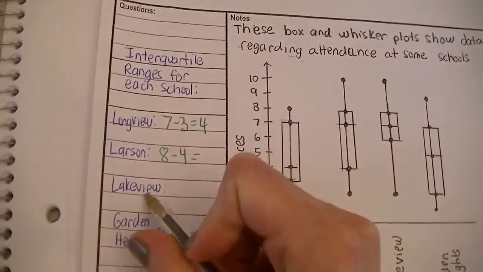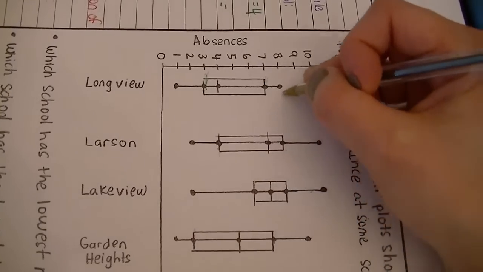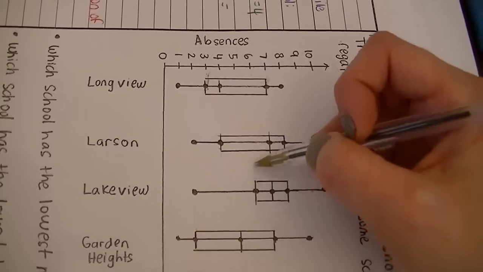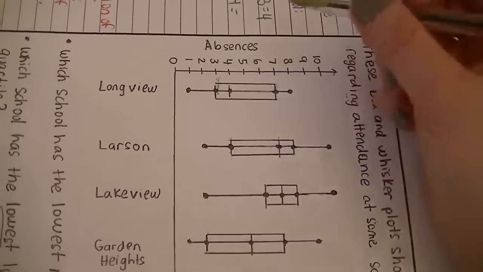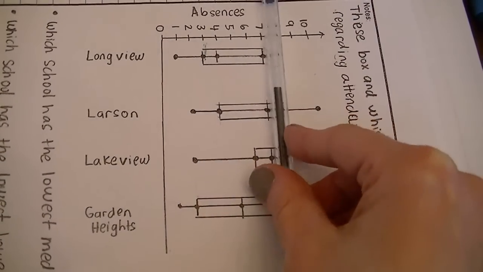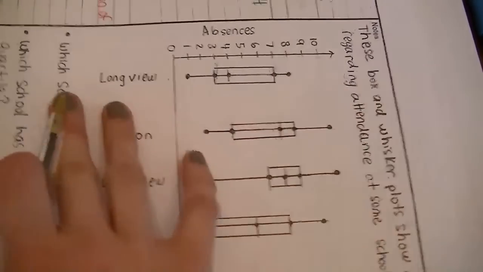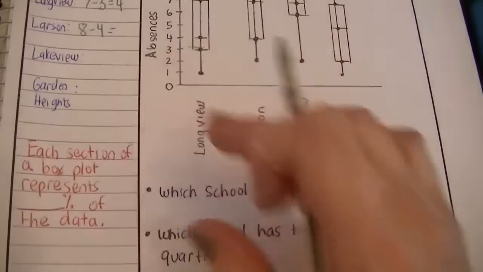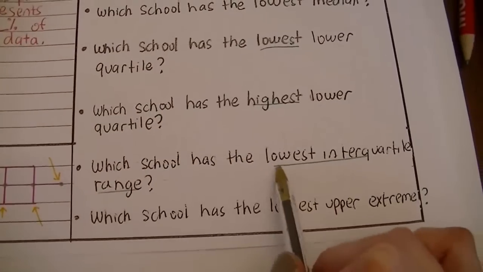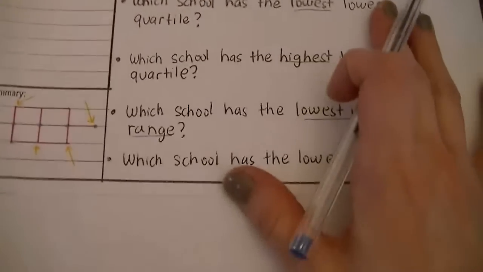Now do the same thing for Lakeview and Garden Heights. For Lakeview, take its upper quartile, minus its lower quartile, going back up to your number line to find its interquartile range. Same with Garden Heights. Take its upper quartile, minus its lower quartile to find the interquartile range. Then you will answer that question. Which school has the lowest interquartile range? Check and see which one's got the lowest, okay? And that will be your answer.